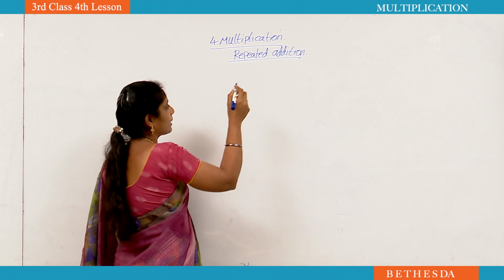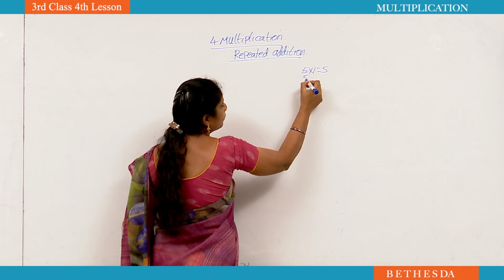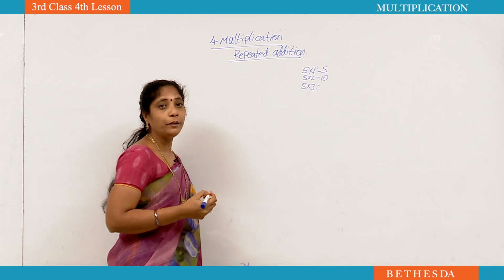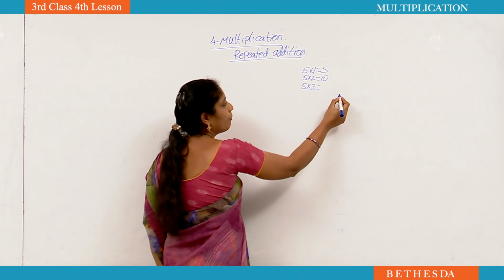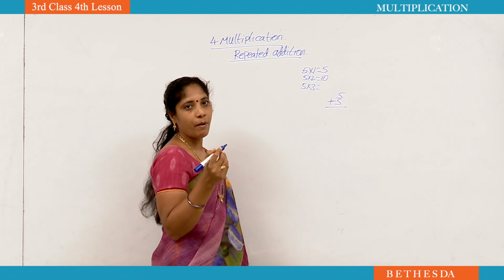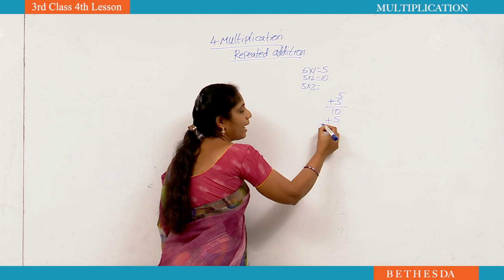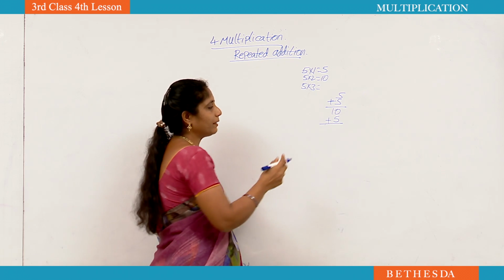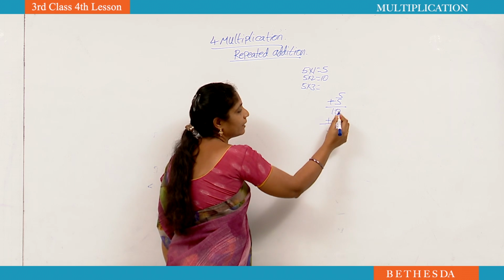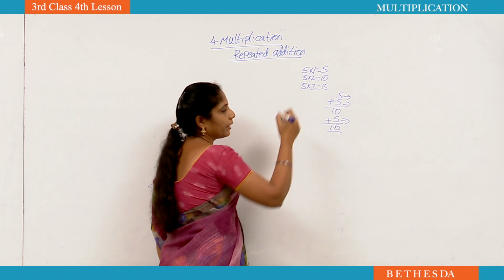How, teacher? You may ask like that. See here, for example, the 5 table. 5 ones are 5, 5 twos are 10, you know like that. Okay, you forgot: 5 threes are how much? Then you can do repeated addition. 5 plus 5. Yesterday we learned additions. 5 is in my mind, 5 is in my hand. 5 plus 5, 10. Again, we have to add one more 5. 10 plus 5: 0 plus 5 is 5, and 1, so 15. How many times did we add 5 here? 3 times. 5 threes are 15.